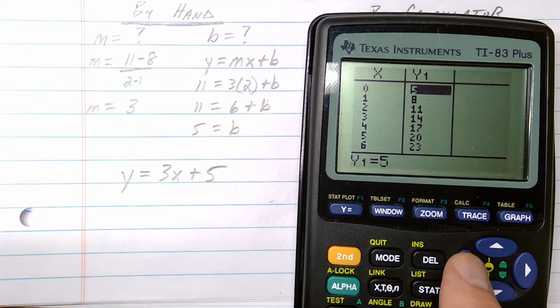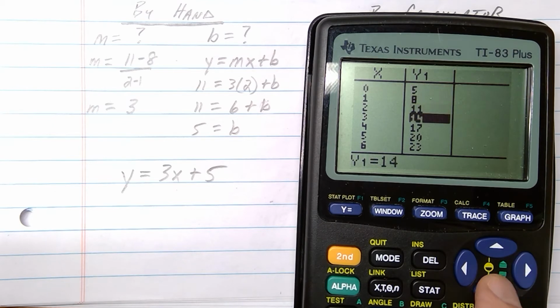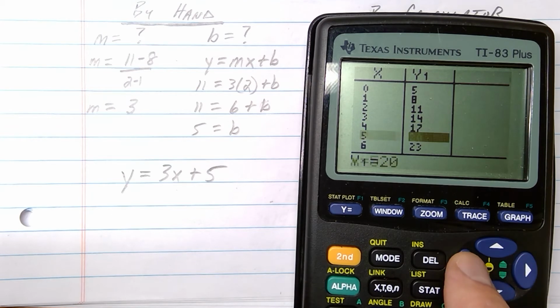And there's the values from our original table. Remember, it was 0, 1, 2, 3. And over here in the y's, it was 5, 8, 11, 14. But now that I've put my equation into my y equals button, I can go further into the future. After 4 years, I had 17 cows. After 5 years, I had 20 cows, and so on.